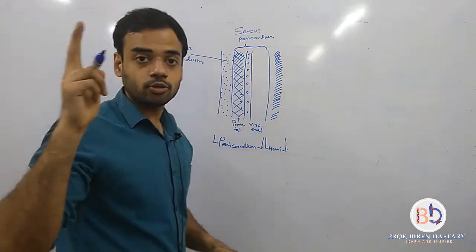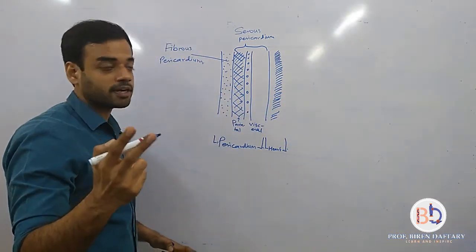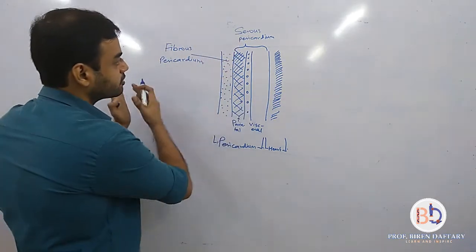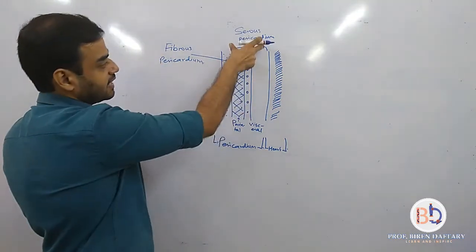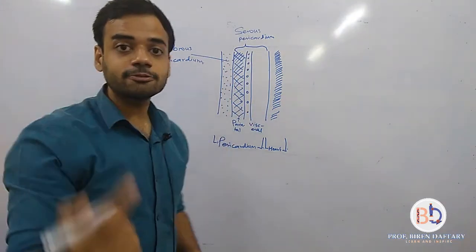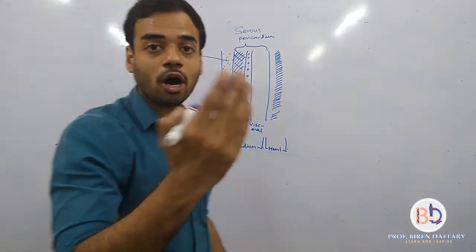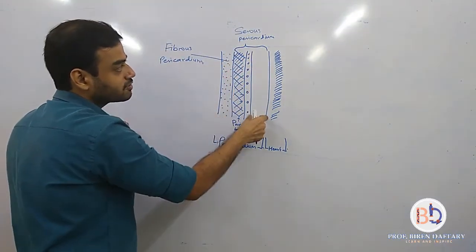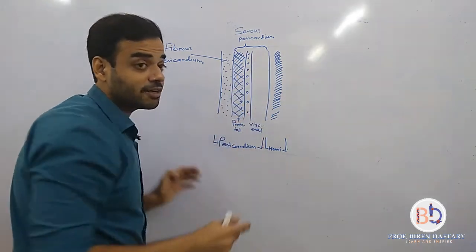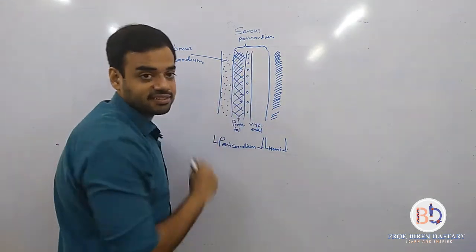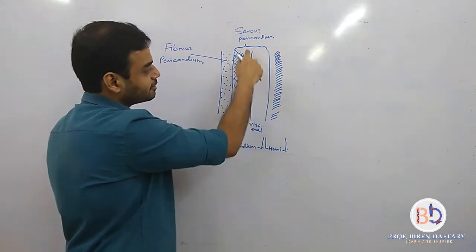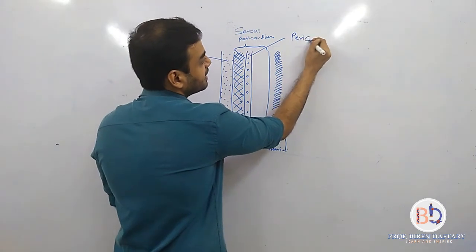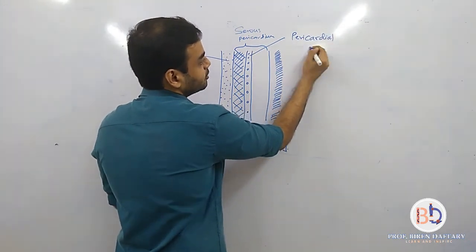Pericardium is divided into two main parts. Which are those parts? Fibrous pericardium and serous pericardium. Fibrous is outside, serous is inside. This entire part is serous. Serous pericardium is further divided into the outer one, called parietal serous pericardium, and the inner one, called visceral serous pericardium. But between them there is a space, and that space is called pericardial space.